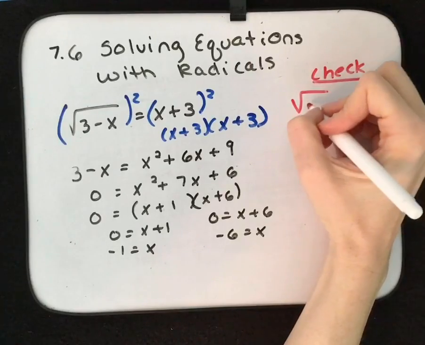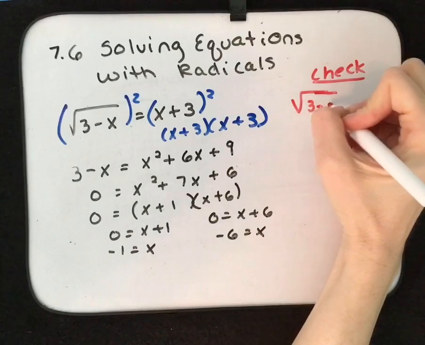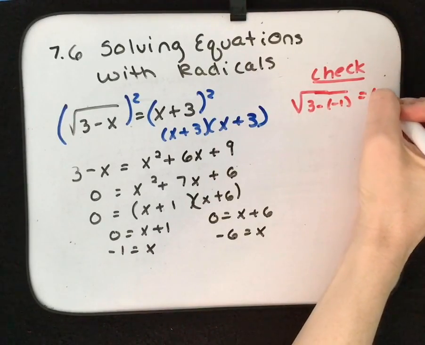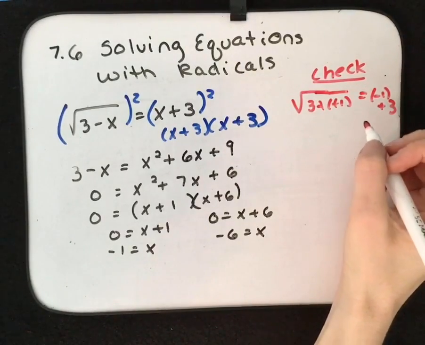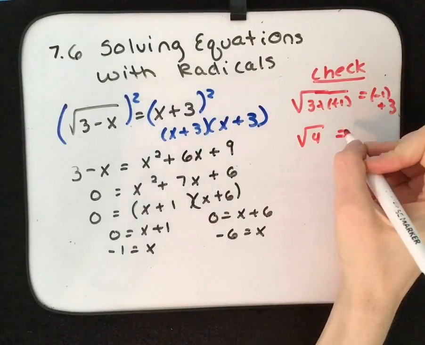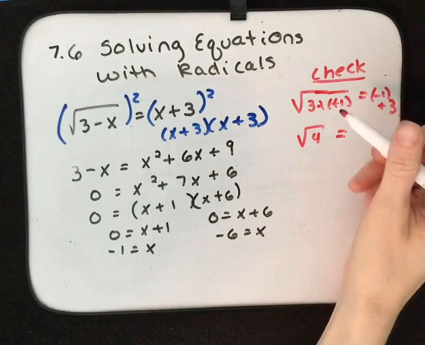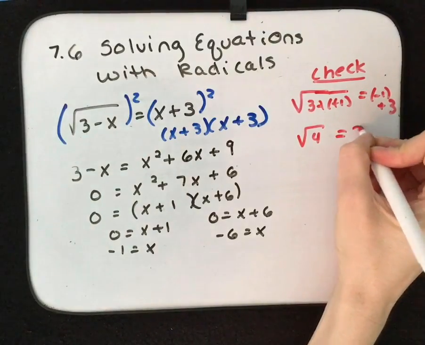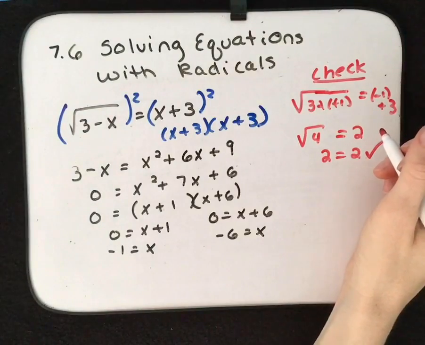We have the square root of, let's do our negative 1 first. So 3 minus negative 1 equaling negative 1 plus 3. So 3 minus negative 1, that's going to give us 3 plus 1, so the square root of 4 equals, and then on this side we had our negative 1 plus 3, so that's 2. Square root of 4 is 2, so that one works. Let's check the other one.